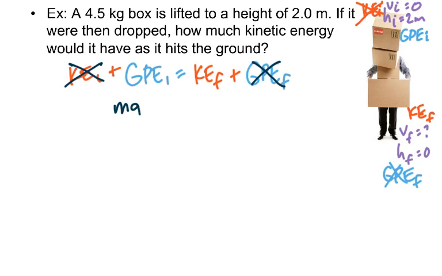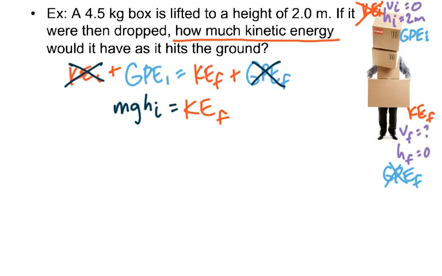GPE is m times g times h, and I'm going to put a little i because this is initial height. KE is 1/2 times m times v, and I'm going to say that's a final speed squared. Now I actually am going to back up a little bit and change this out. Instead of writing out KE, if I go back and look at my question, it actually asks how much KE would it have had, not how much speed or mass did it have. So let's go ahead and just leave this as KE final.